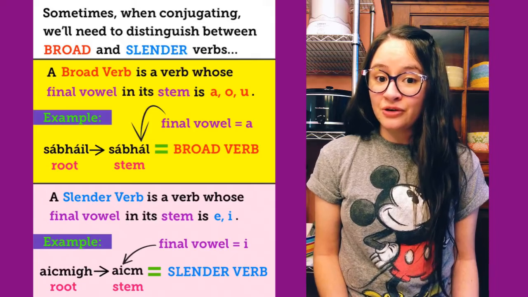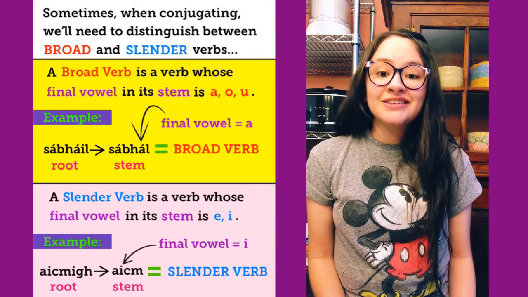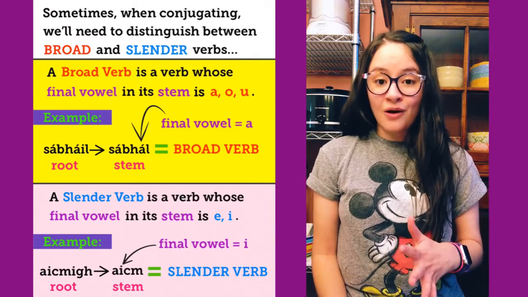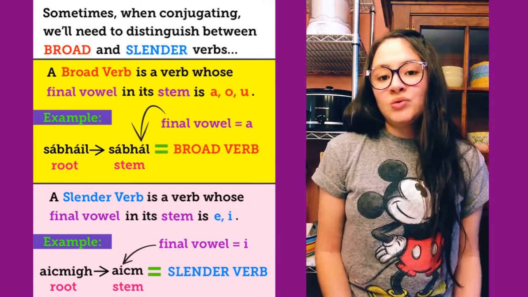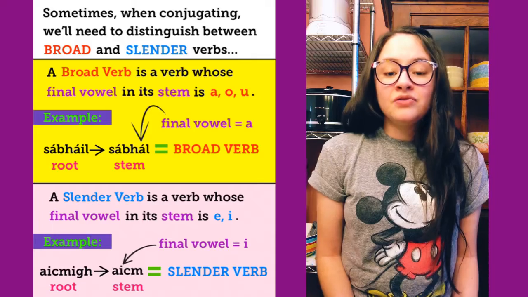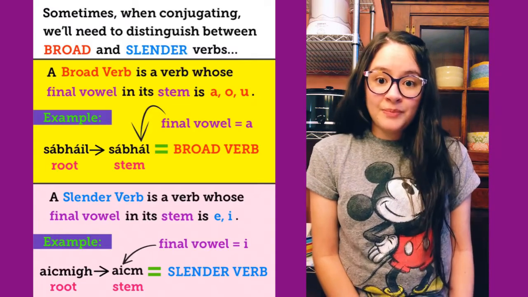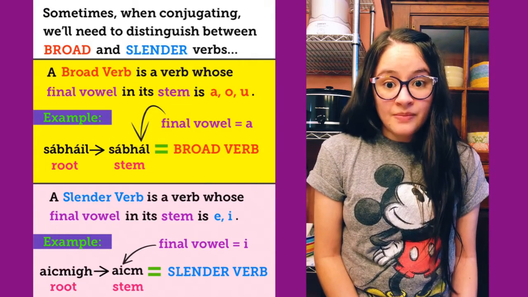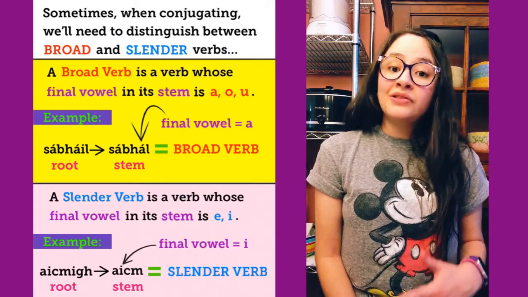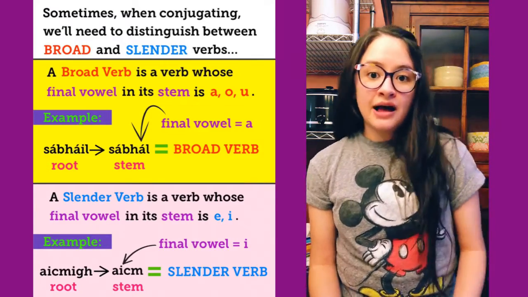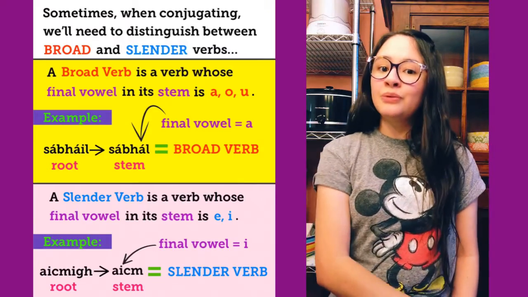A slender verb, on the other hand, is a verb whose final vowel in its stem is E or I. Let's take the word acme, for example, which means to classify. Its stem is A-I-C-M, like acum, and the last vowel in that is an I, making it a slender verb.